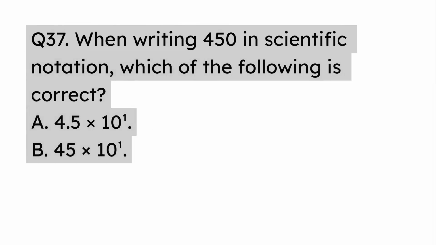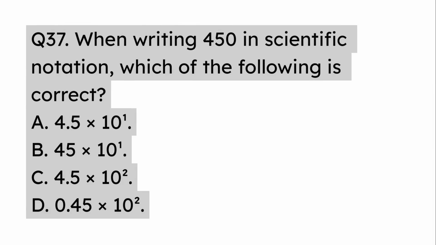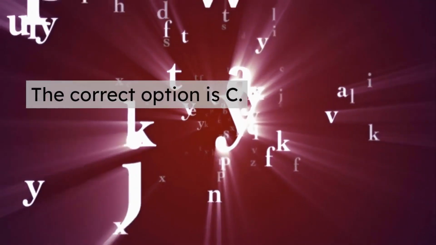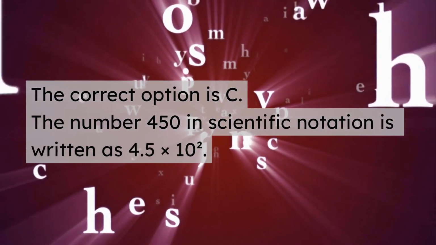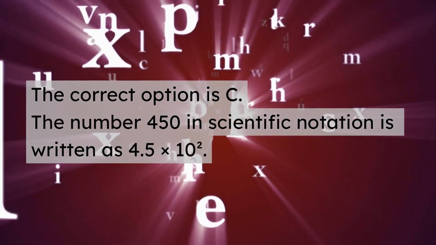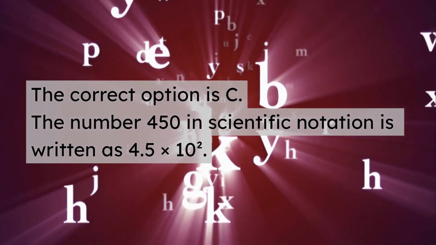Q37. When writing 450 in scientific notation, which of the following is correct? A. 4.5 times 10 to the power of 1. B. 45 times 10 to the power of 1. C. 4.5 times 10 to the power of 2. D. 0.45 times 10 to the power of 2. The correct option is C. The number 450 in scientific notation is written as 4.5 times 10 to the power of 2.